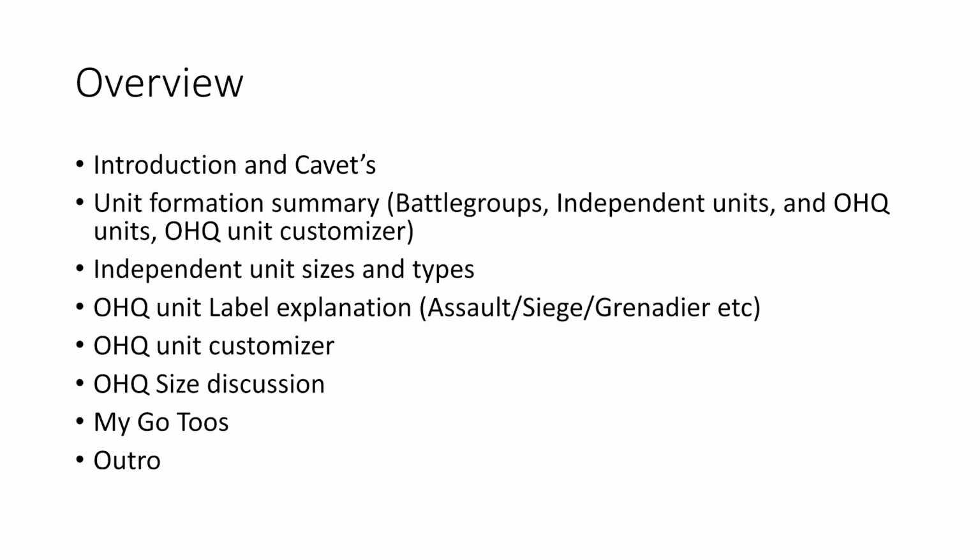As a part of this overview, we're going to be covering an introduction and caveats to various things, mainly in relation to units: unit formation summaries for battle groups, independent units, OHQ units, OHQ unit customizers, independent unit sizes and types, OHQ unit labels, OHQ unit customizers, and a very short discussion on their sizes. The one point where we'll have a little bit of value judgment will be my go-tos at the end, before we do the outro.